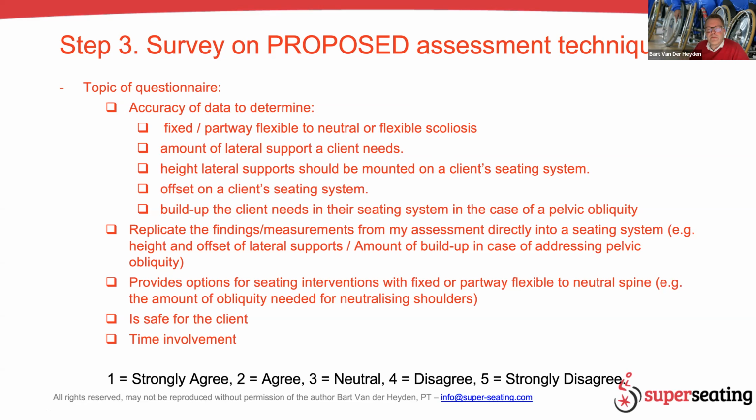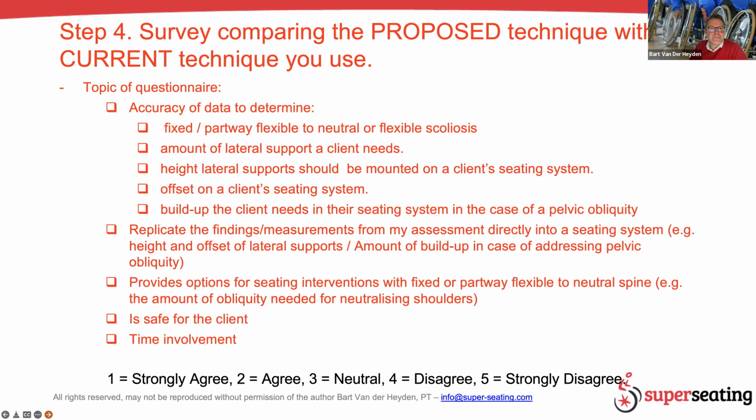So, a partly fixed scoliosis. Can you actually see what happens if you are favoring symmetry of the shoulders and then give more asymmetry of the pelvis and vice versa? Can you simulate that before you actually issue the equipment? Is it safe for your client, and is the time involvement more or less, hopefully less? We will see, of course.